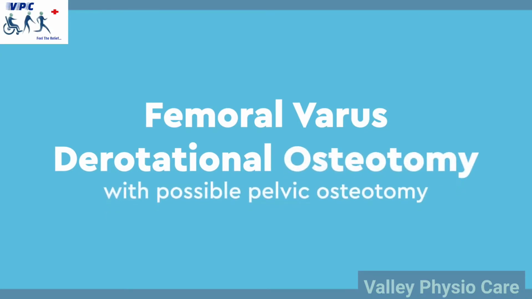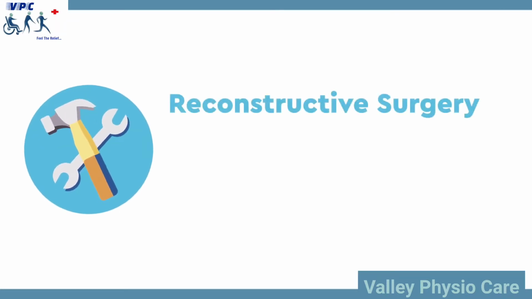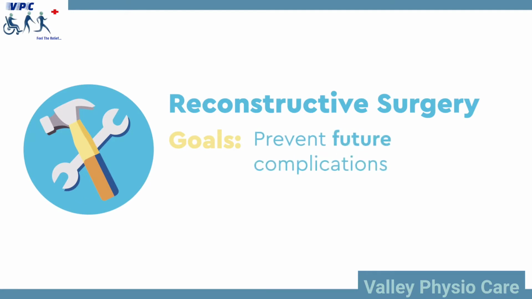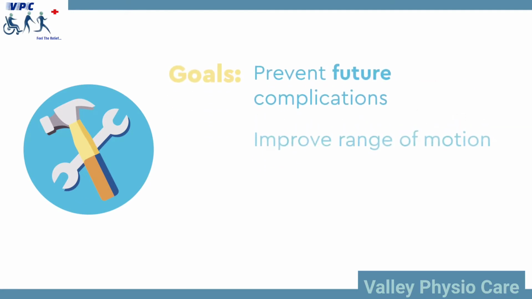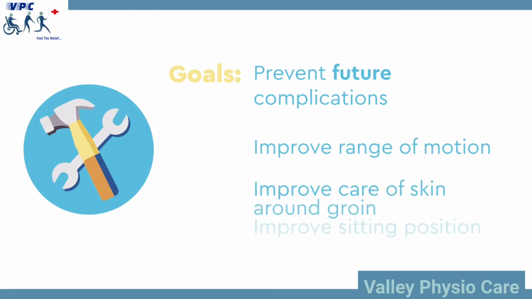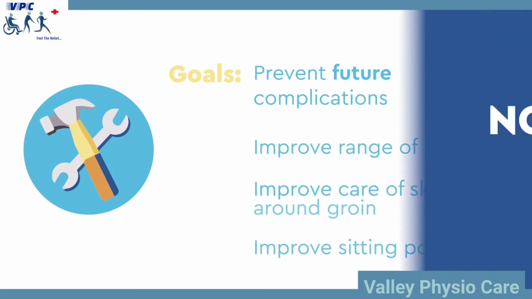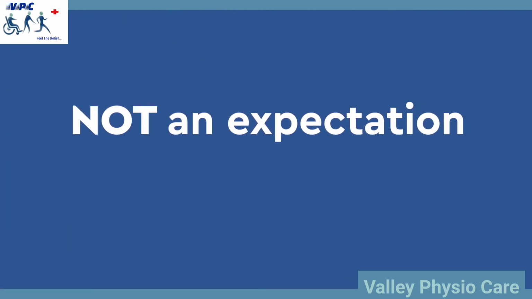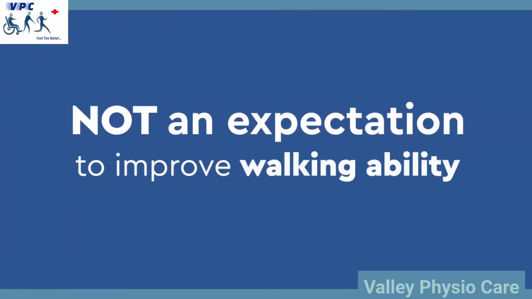Surgical treatment for these deformities is called femoral varus derotational osteotomy, with possible pelvic osteotomy, or VDRO for short. VDRO is a reconstructive surgery, so many of the goals are to prevent future complications. VDRO can also improve range of motion of the hip joint, improve care of skin around the groin, and improve sitting position. It is not an expectation of VDRO surgery to improve walking ability for children with cerebral palsy.